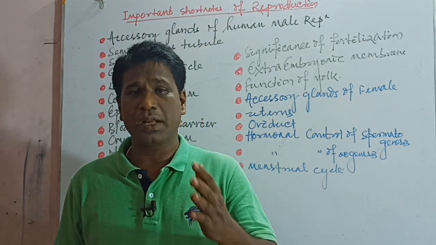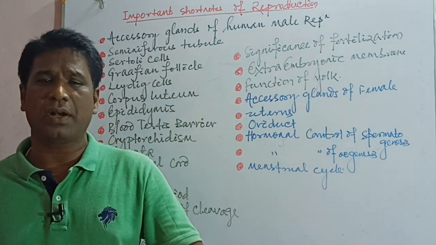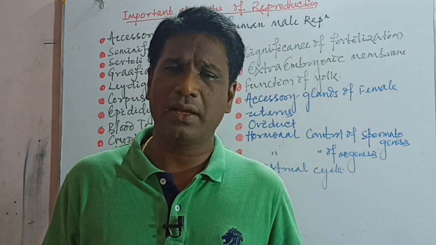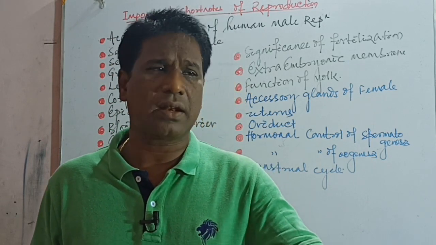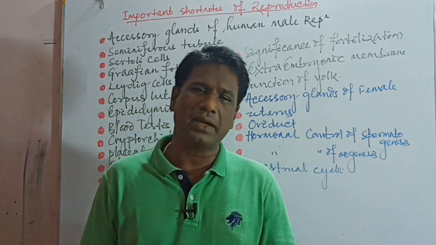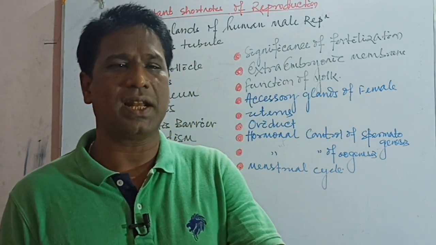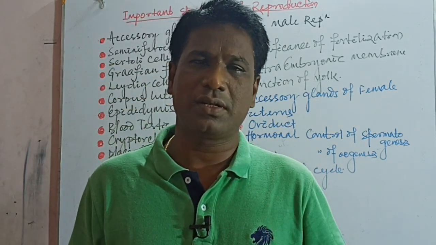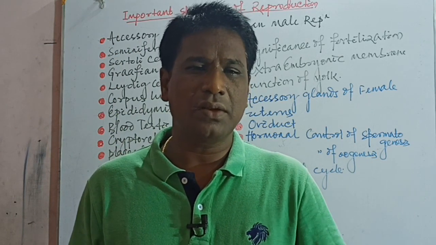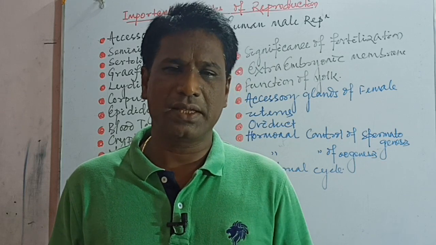Zygote is unicellular but diploid, but fetus and embryo are multicellular. So a unicellular structure gets converted into a multicellular body by repeated mitotic division. So the segmentation of the fertilized egg or zygote to form a multicellular embryo is called cleavage.